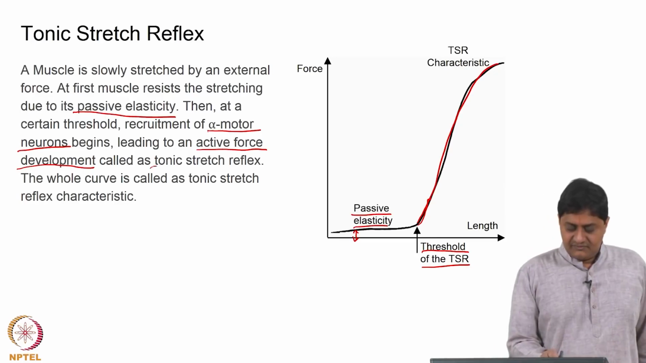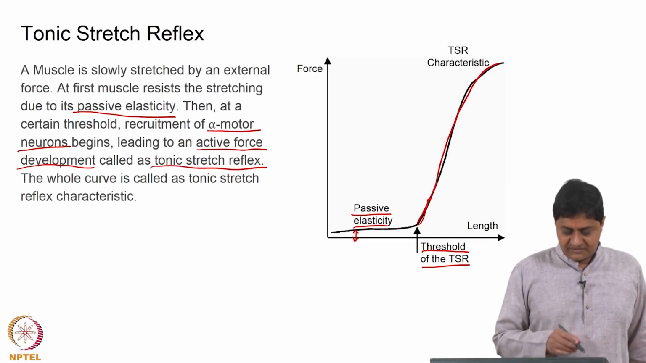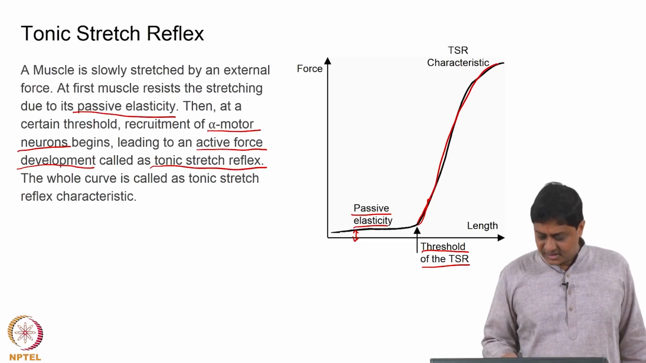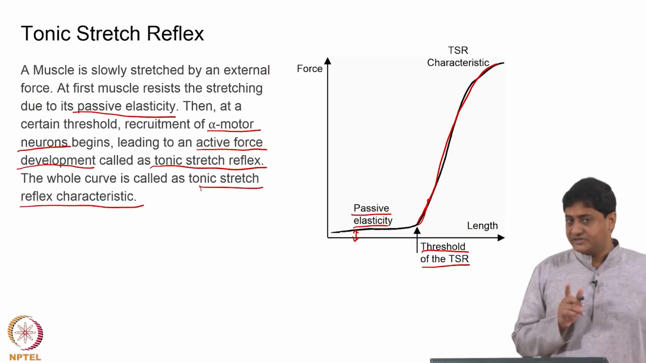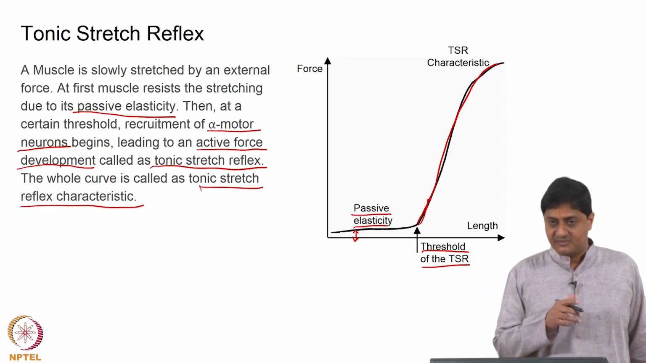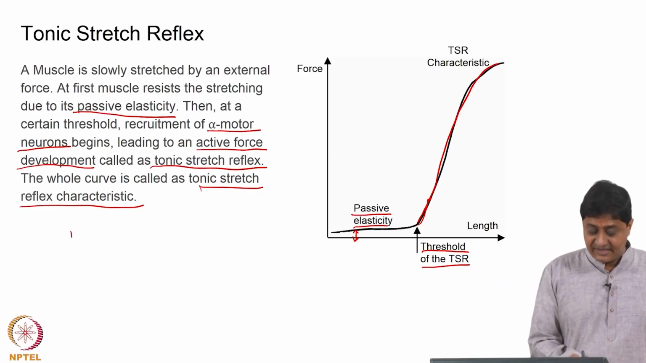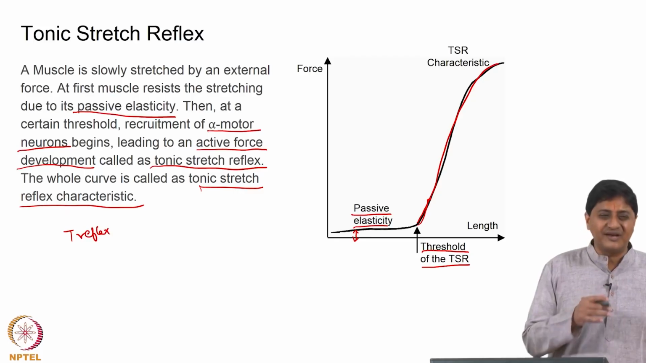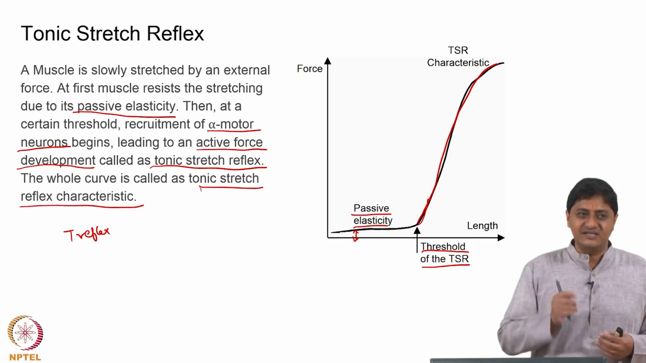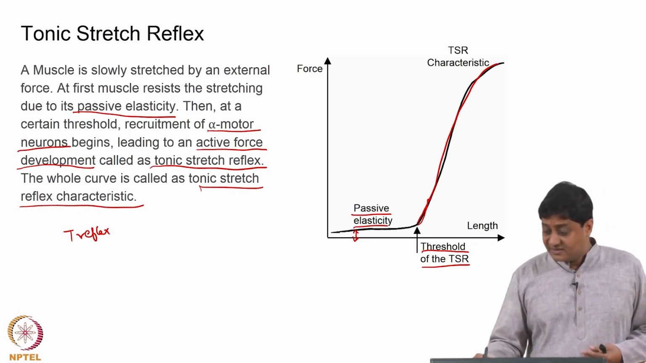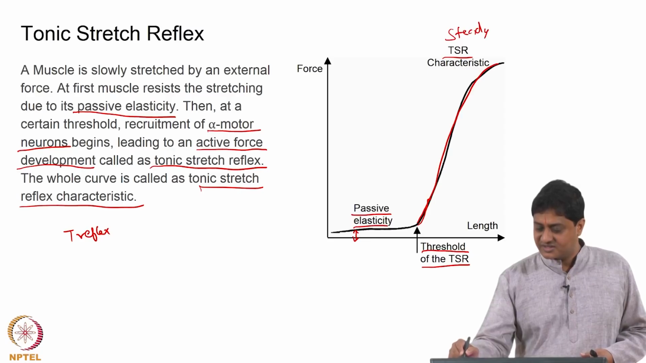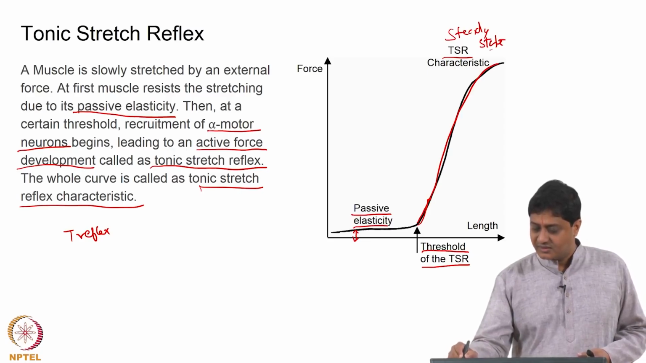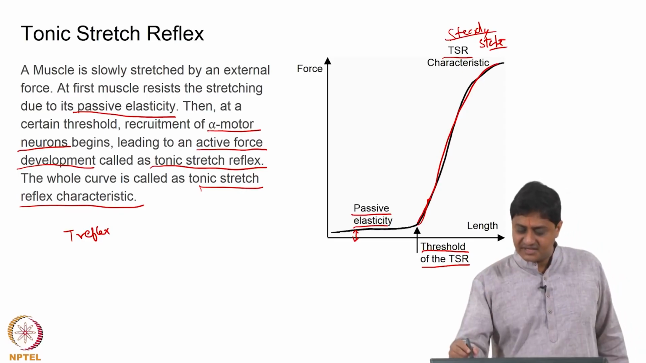This is called, as we said, the tonic stretch reflex. The whole curve is called the tonic stretch reflex characteristic. Let us remind ourselves of what the phasic part is. The phasic stretch reflex is the T reflex or the monosynaptic reflex. As soon as I stretch, immediately there is a response, the transient response. This response is the steady state response, is it not? This is what we said in the previous class. This is the so-called steady state response.